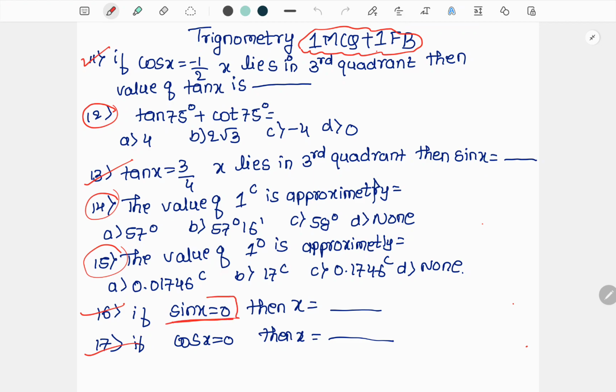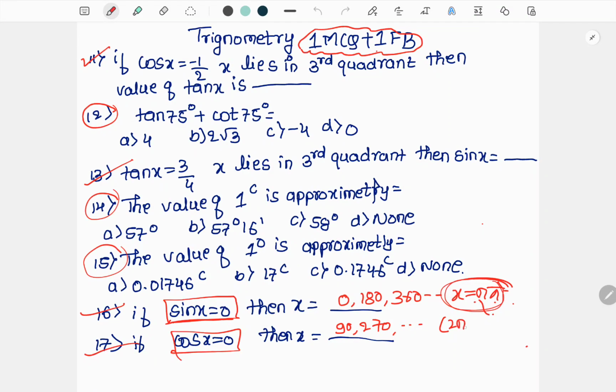Sin x is equal to 0. When sin is 0, I have told you, sin 0 is 0, sin 180 is 0, sin 360 is 0. So in general what we will say, for n pi, n is an integer, 1 pi, 2 pi, 3 pi, any multiple of pi, sin is 0. When cos is 0, you know 90 degree, 270 degree, and so on. So it is an odd multiple of 90. We'll denote it with (2n plus 1) into pi by 2, n is an integer. Be careful, sometimes they will give in the option n belongs to also.